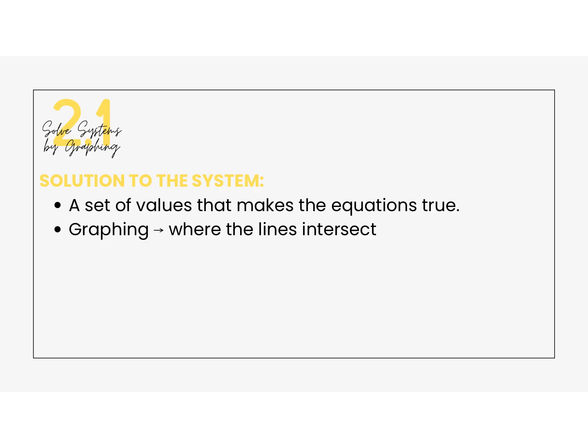So a solution to the system is just a set of values that makes both equations true, or as many equations as are true. When we look at graphing, we want to look at where the lines intersect. That's the big thing there.